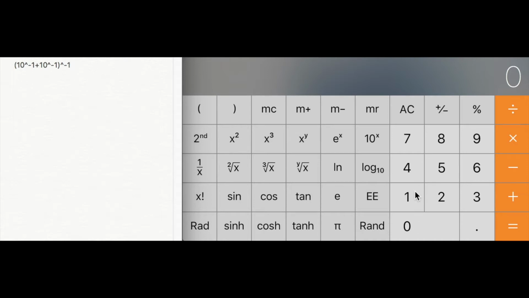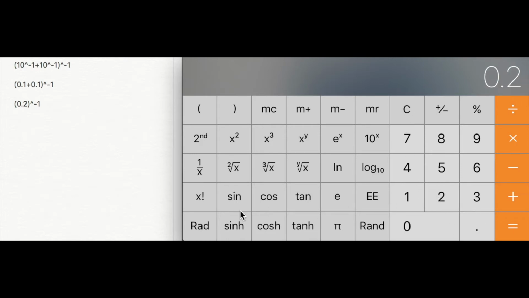Let's find out what 10 to the power of minus 1 is. 10, there we go. 10 to the power of minus 1 is 0.1. So we have now 0.1 plus 0.1, all that to the power of negative 1. Well, 0.1 plus 0.1 is just 0.2 to the power of negative 1. Let's find what that is.